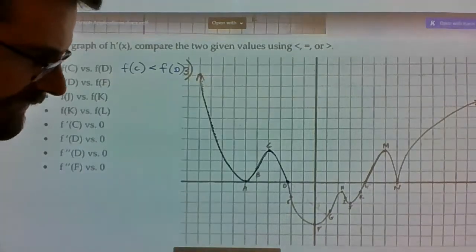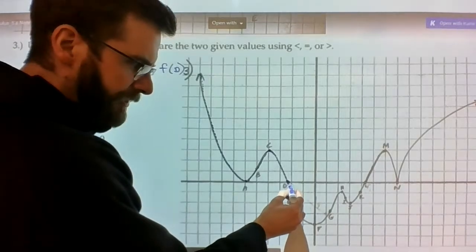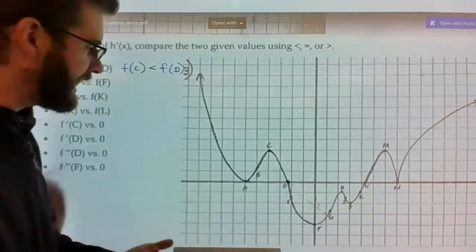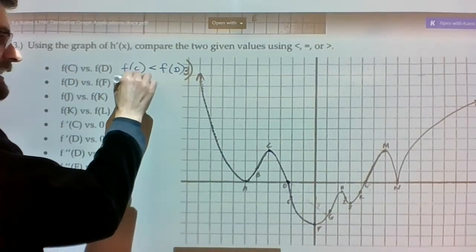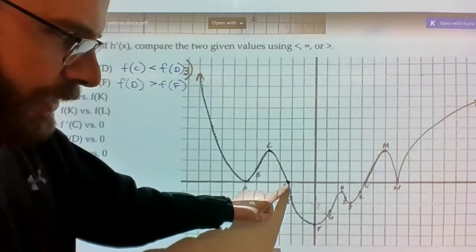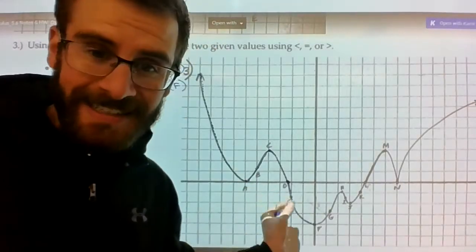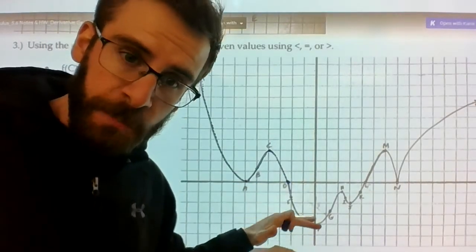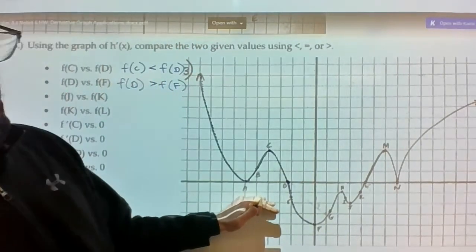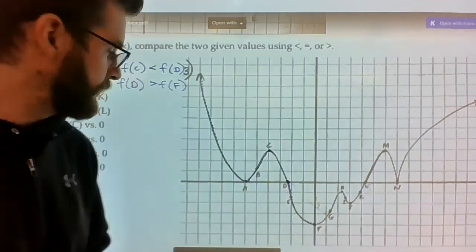Let's think of D versus F. Okay, I'm at D. Whoa, I'm decreasing. Oh no, I'm decreasing. I get to F. f of D is bigger than f of F because it was decreasing from x equals D to x equals F. It's not decreasing because the function's going down. It's decreasing because the function's below the x-axis. It's a negative f prime, or in this case, h prime. Interval of decreasing below here.